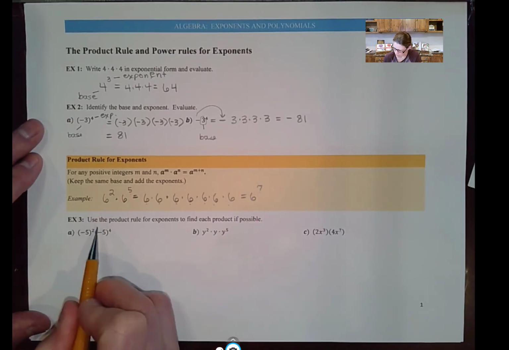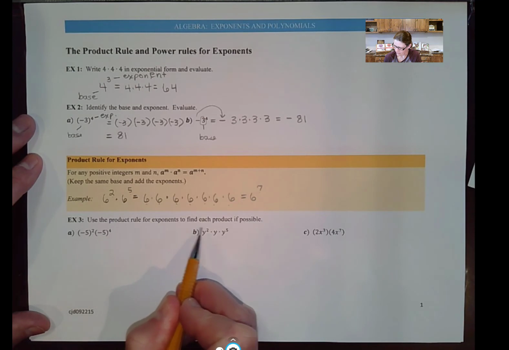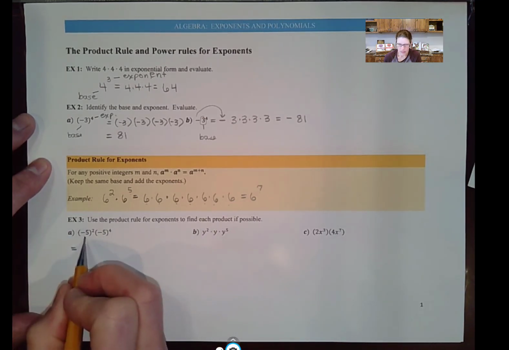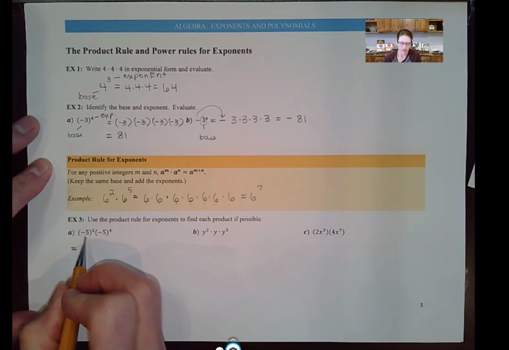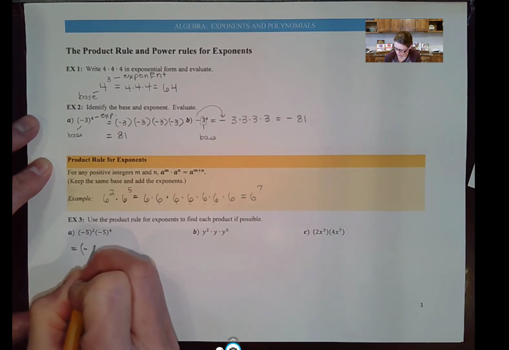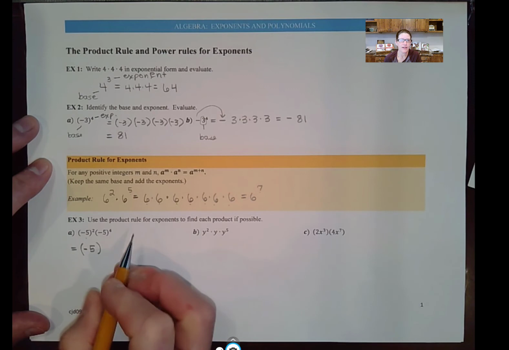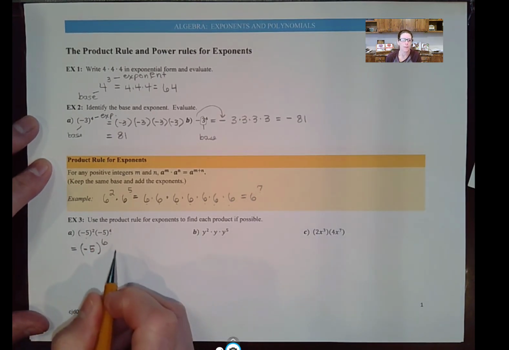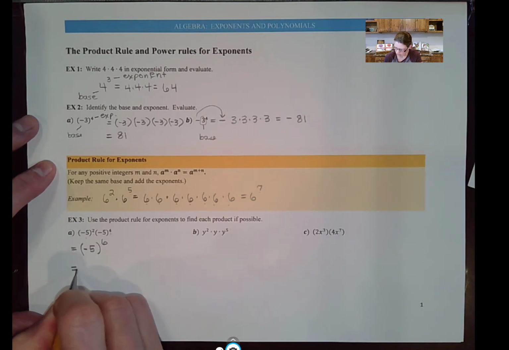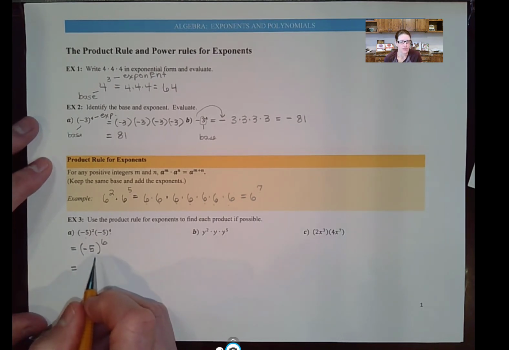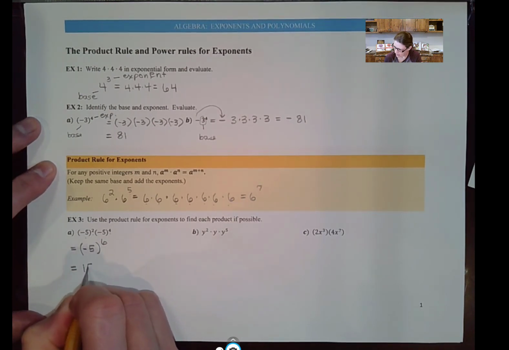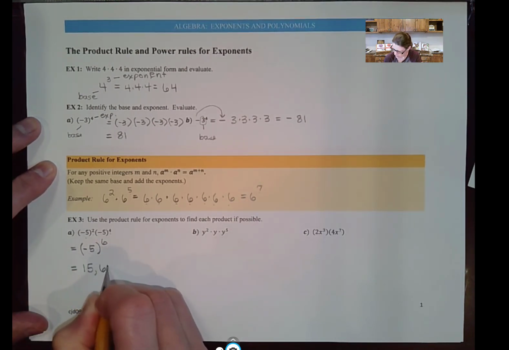In example 3, we're going to use the product rule for exponents to find each product if possible. Part A, -5 squared times -5 to the 4th, using the product rule, is -5 to the 2 plus 4, or 6th power. Evaluating this, and you can go ahead and use a basic calculator for this one. -5 times itself 6 times is a positive 15,625.